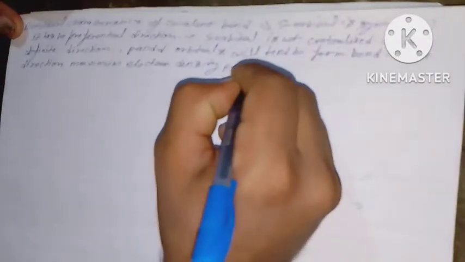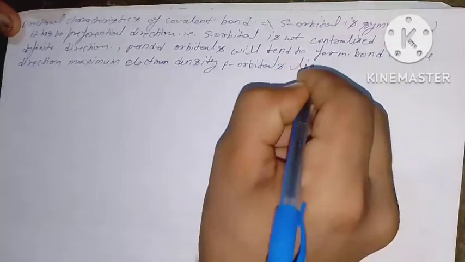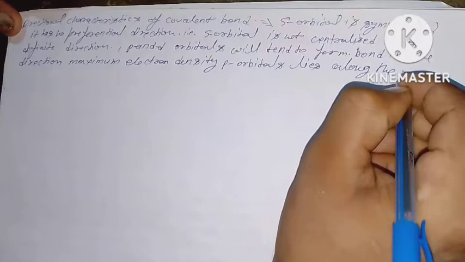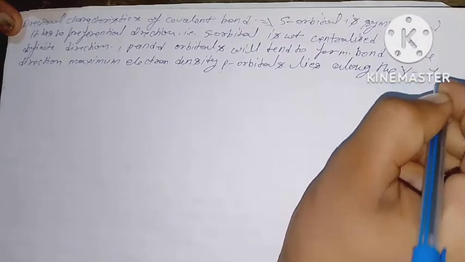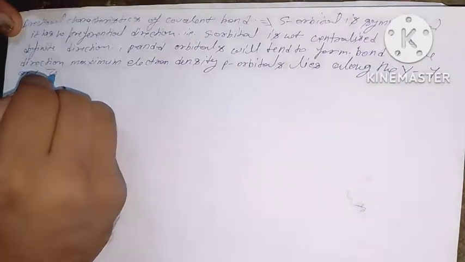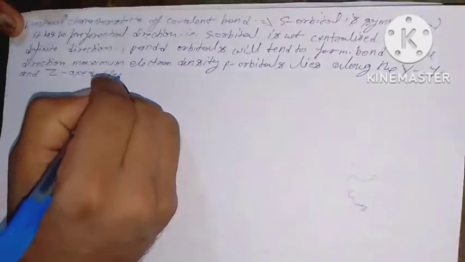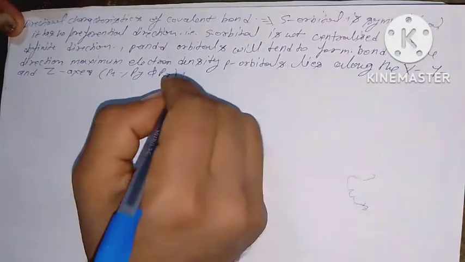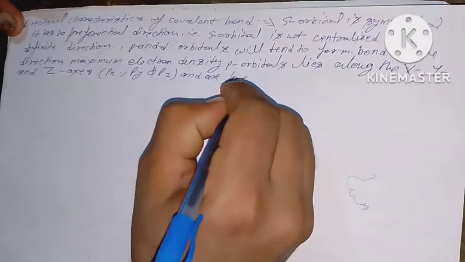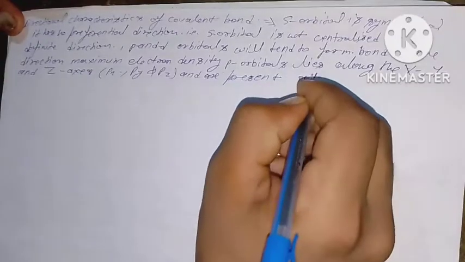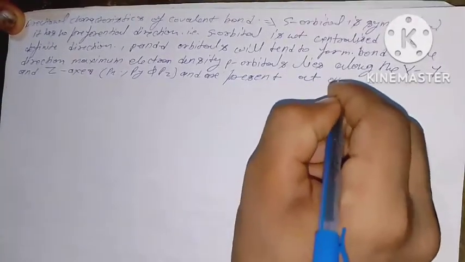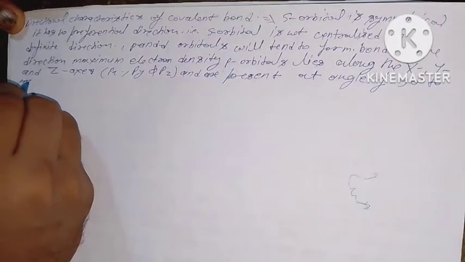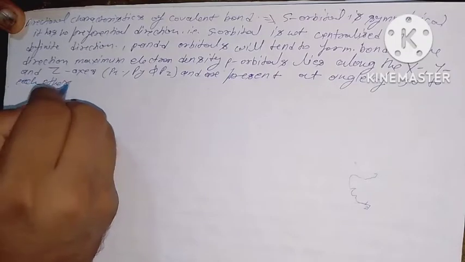P orbitals lie along the X, Y and Z axis: Px, Py and Pz, and are present at an angle of 90 degrees to each other.